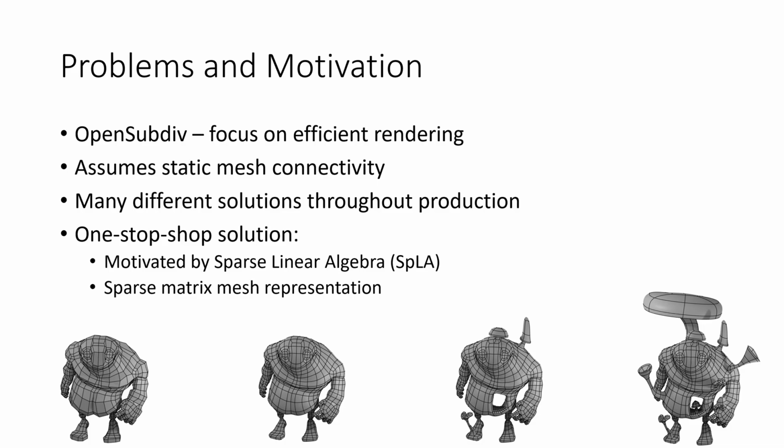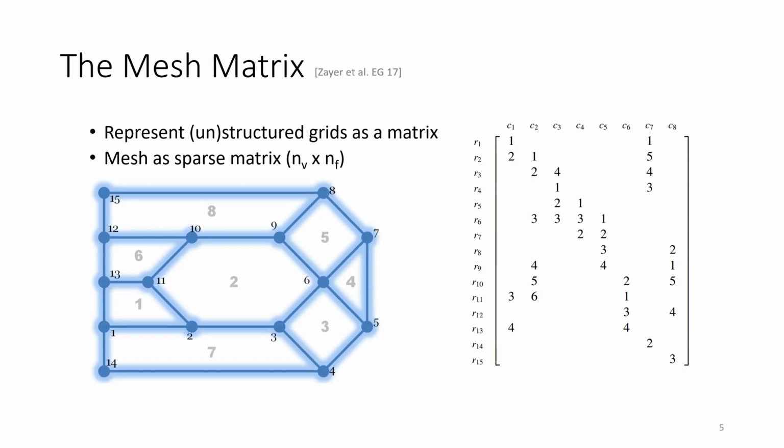We use a sparse matrix as the underlying mesh representation called the mesh matrix. Each face in the mesh corresponds to a column in the matrix, and each vertex is represented by a row. Here in this example, the first column corresponds to the first face, has non-zero entries in the rows of its vertices. The values of these non-zero entries are the traversal order of the vertices when traversing the face in winding order.